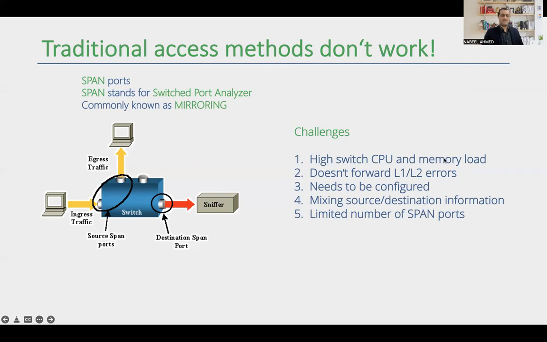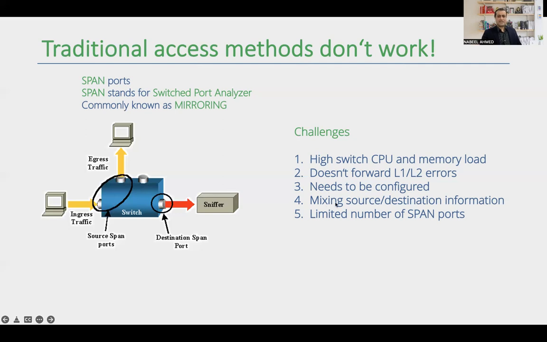The CPU and memory load is very high, because if the switch is already busy doing a lot of things, switching and layer 3 switching, and you're putting the mirroring load on that, it increases the CPU utilization. Second challenge is it doesn't forward layer 1 and layer 2 errors. Some of the tools in the network might want to know if there are any L1, L2 errors. Using this traditional method, you won't be able to see that. Another challenge is that it needs to be configured through CLI or GUI, so there is some additional configuration.